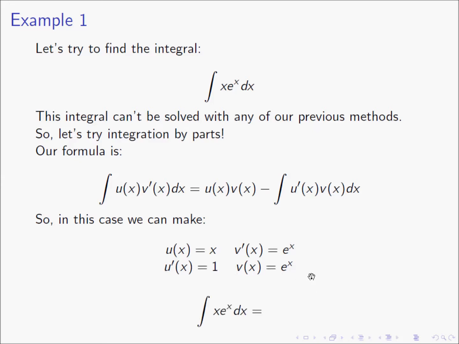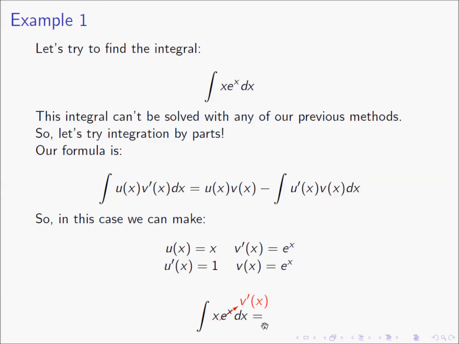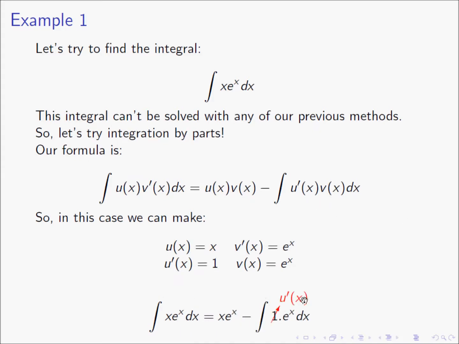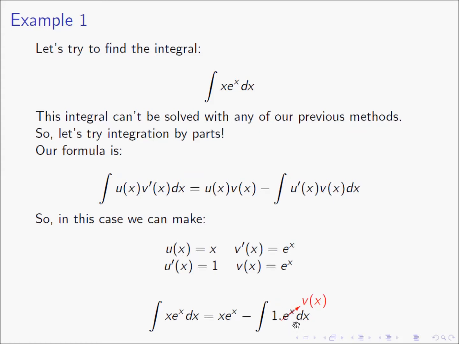So applying the formula to our integral, we have the integral of u of x, that equals x, times v prime, that equals e to the x. According to the formula, that equals u, that equals x, times v, that equals e to the x, minus this integral, that is the integral of u prime, that equals 1, times v, that equals e to the x.